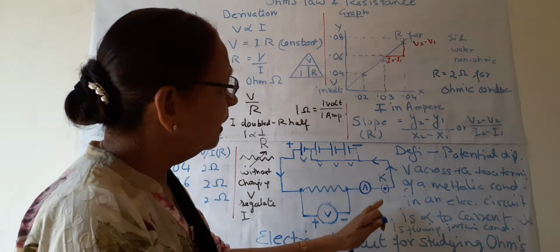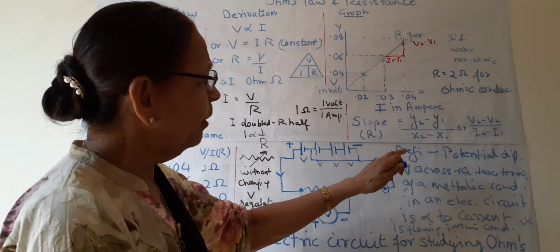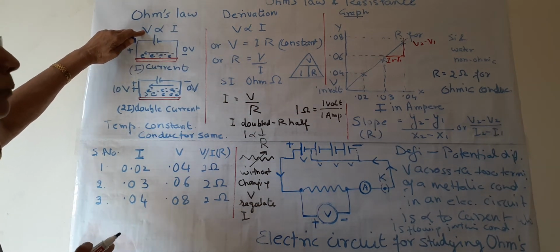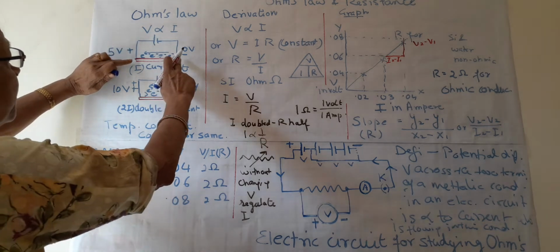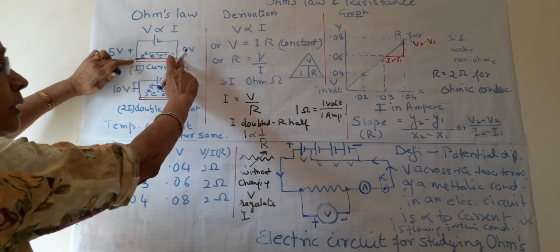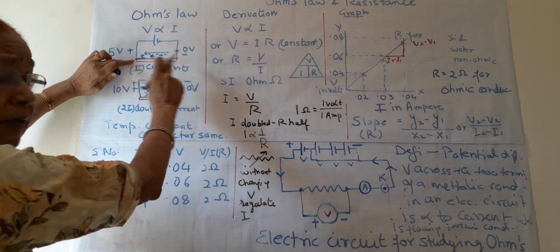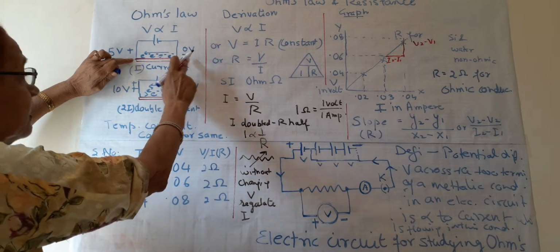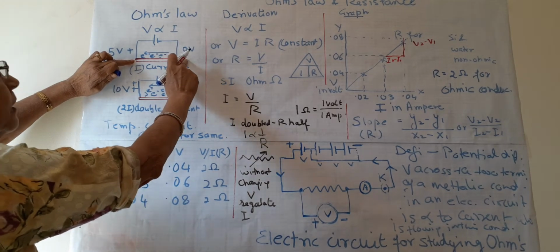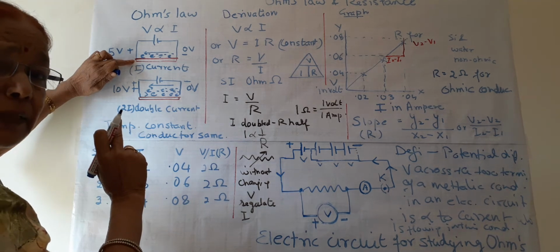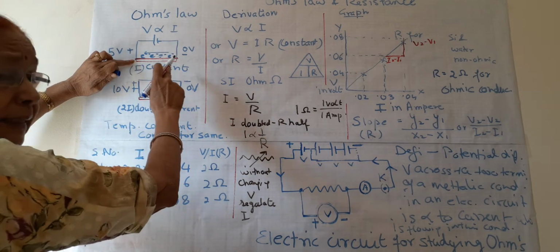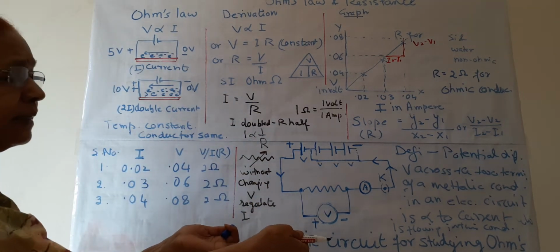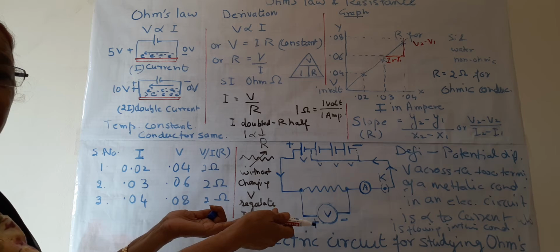I am repeating again, what is the definition of Ohm's law? Potential difference. Where is this potential difference present? It is present across the two ends of this conductor. This red one is the conductor, a metallic wire, one end is this and the other end is this. Across the two ends of this conductor, some potential difference is present in an electric circuit. It is joined to an electric circuit. If the metal remains lying like this, there is no potential difference.